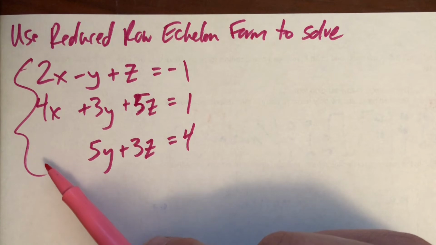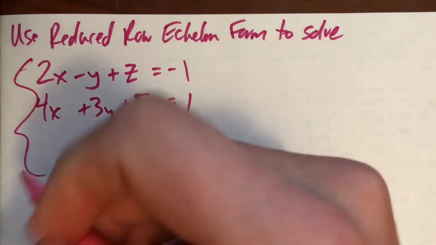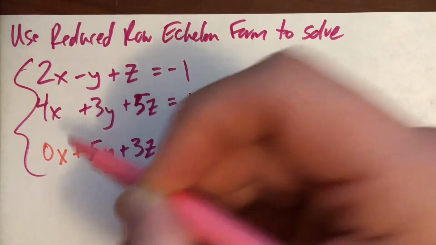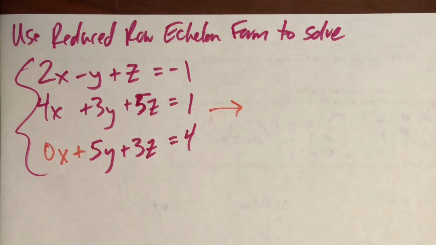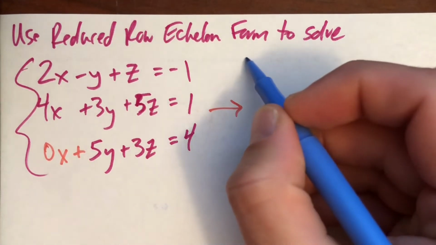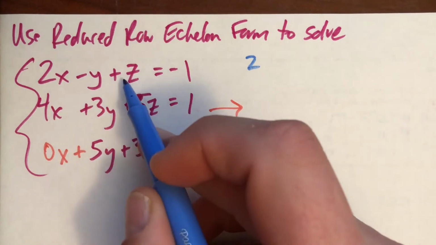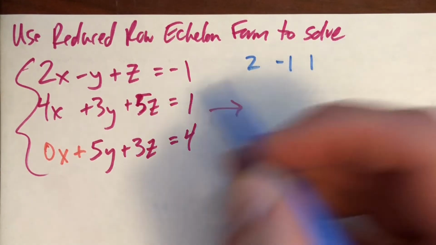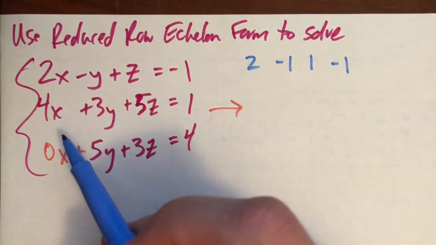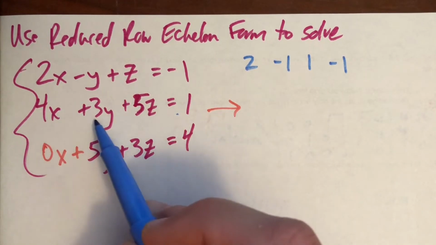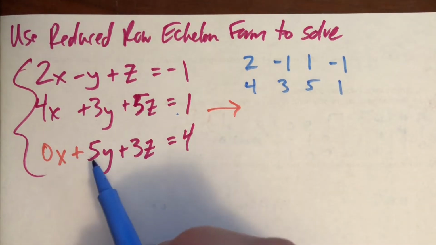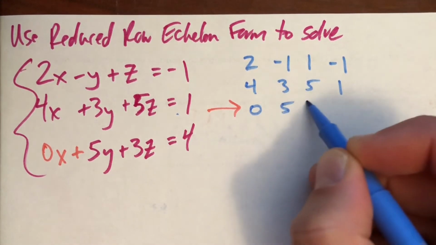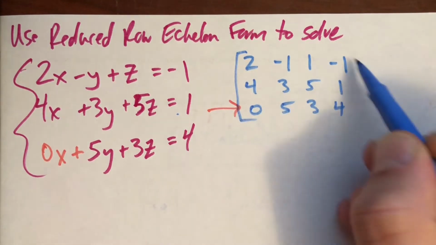So the first thing we can probably notice is that there's no x term. So just maybe to help us out, we can put a 0 there. That's fine. So we want to just take all of our coefficients and put those in a matrix. So we got 2, -1, 1, and then a -1. All of these coefficients here, we got 4, 3, 5, 1, and then 0, 5, 3, 4. Okay, so then we put our square brackets on there.